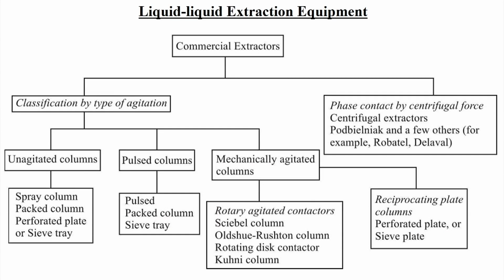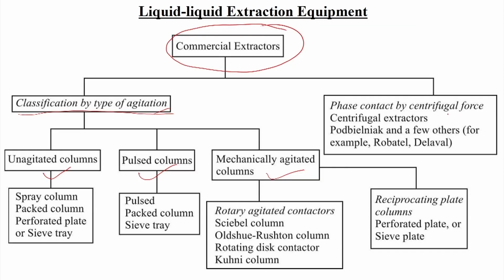Now, we will be discussing about the liquid extraction equipment. So, commercial extractors are generally two types, classified based on the agitation inside this extraction unit, and we know the extraction units mainly consist of two different types of equipment. One is the mixer, another is the settler. Based on the type of agitation, we have three different types: unagitated, pulsed column and mechanically agitated column, and phase contact by the centrifugal force.